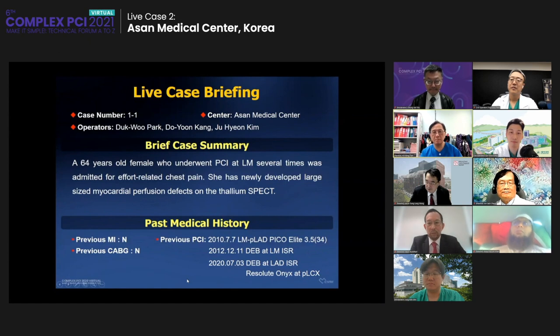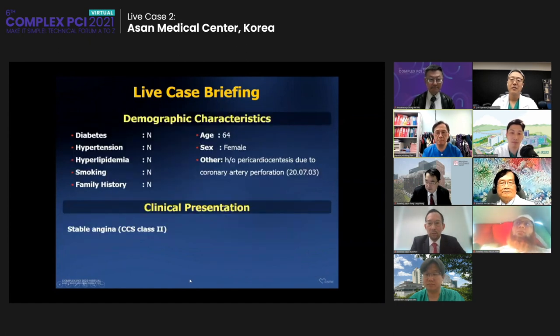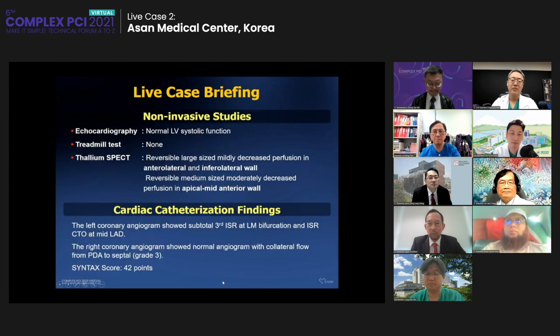Okay, next. Unfortunately, she suffered a cardiac tamponade after the CTO intervention. She recovered well. Next. Her transthoracic echo showed reduced LV systolic function, and her perfusion scan showed anterolateral and inferolateral ischemia. Her coronary angiogram showed a third ISR at the left main bifurcation. Next.